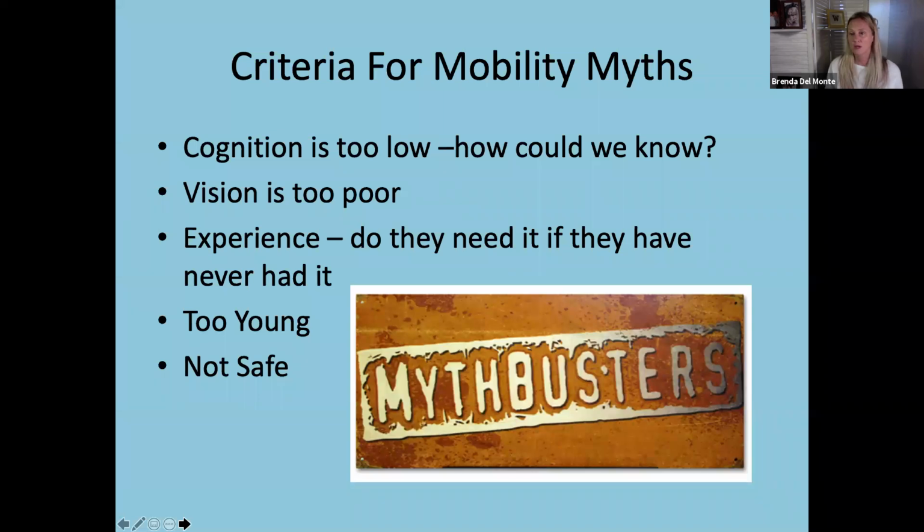And that they're not going to be safe. Well, guess what? No child is completely safe. That's why they're under supervision. So we're not even worried about that. I mean, we're going to continue to monitor all of our children, their mobility and the words they use, as long as they let us, which is for quite some time.